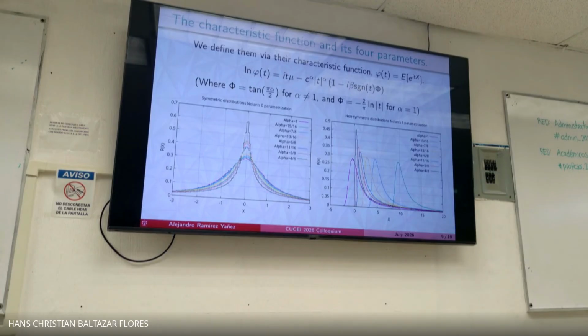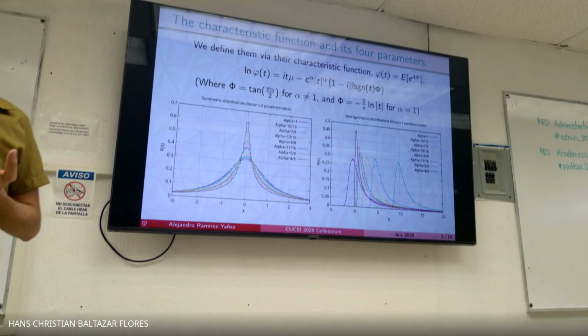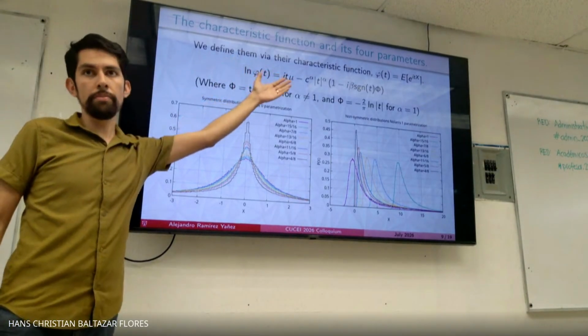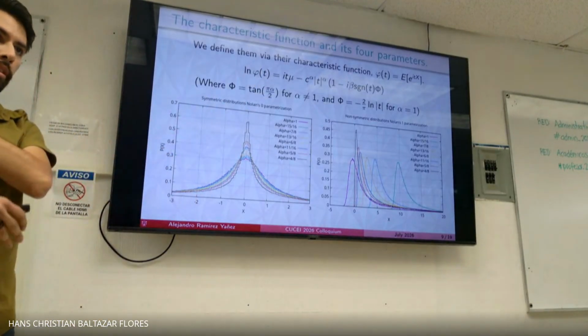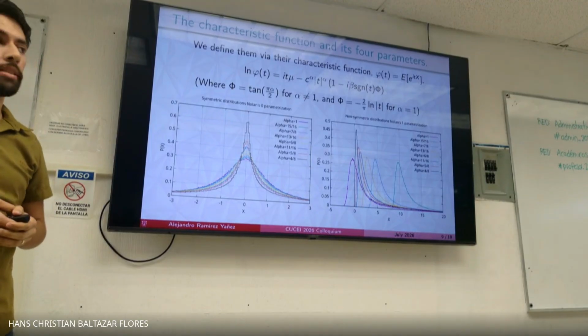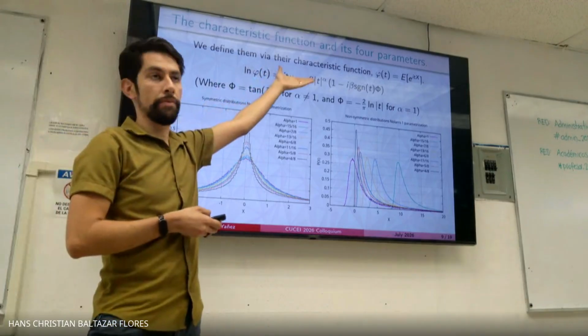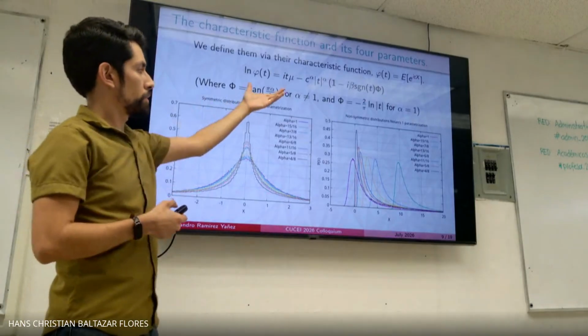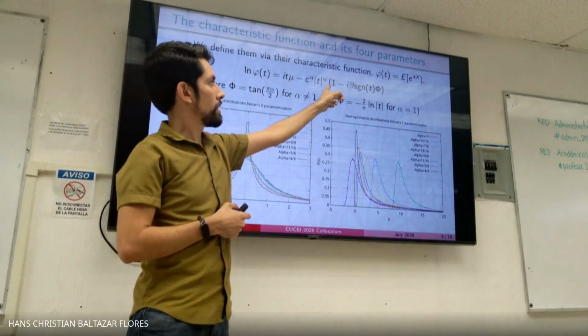And now let me tell you in practice how we handle this kind of distributions. Well, we define them via their characteristic function, because as I already told you, there is in general no analytic description for the probability density function, but we do have the characteristic function. It's just the expectation value of this exponential, or you can write it explicitly as I did here.